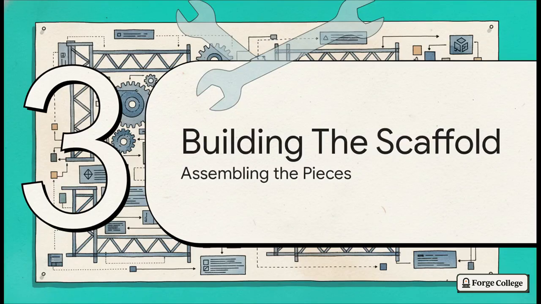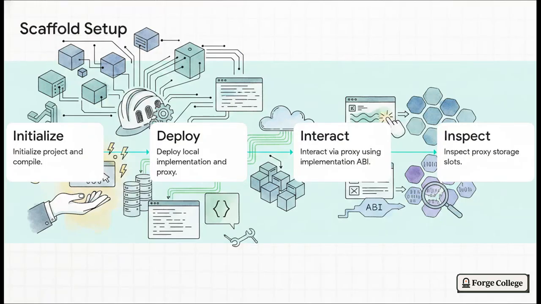Section 3. Building the scaffold. Time to assemble the pieces on our drafting board. Time to get our hands dirty. Let's assemble this minimal scaffold. We're going to follow 4 sequential assembly instructions to build and verify your proxy using Hardhat or Foundry, entirely from scratch and without relying on any external libraries. First, initialize the project and compile. Second, deploy the local implementation and the proxy. Third, interact via the proxy using the implementation's ABI. And fourth, inspect those proxy storage slots directly.